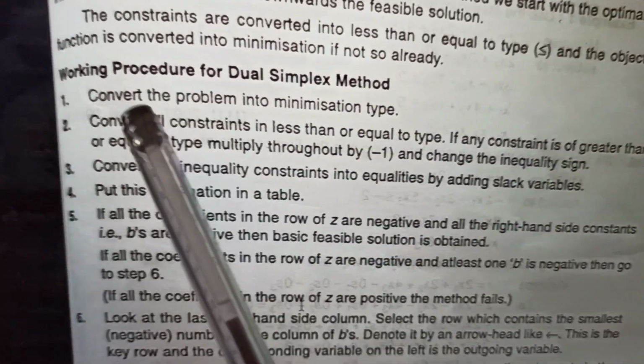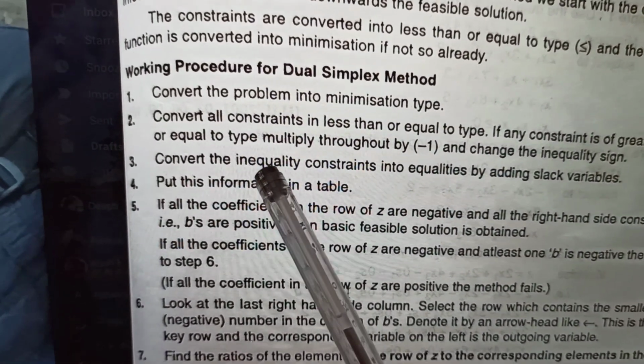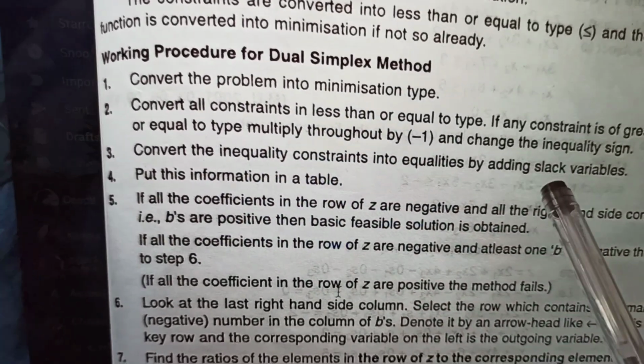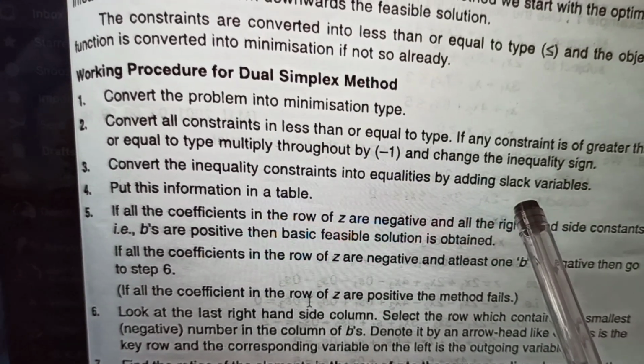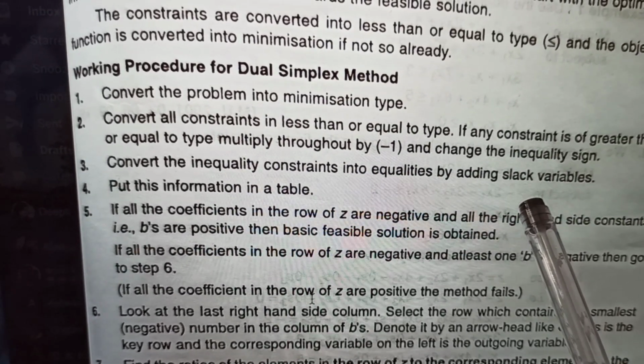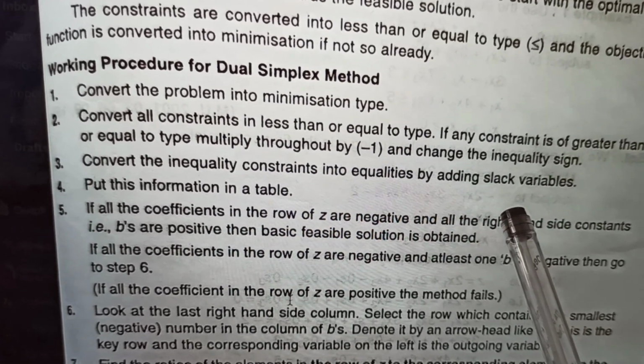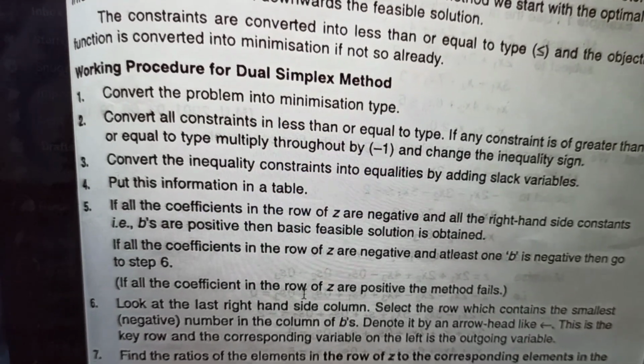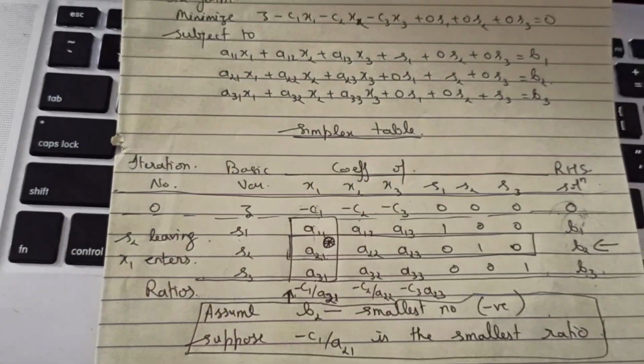Then we will convert the inequalities into equalities by adding slack variables. We will add some slack variables and convert the inequalities into equalities. Now we will put all this information in a table like we were doing in the simplex method. We will form a dual simplex table here like this.